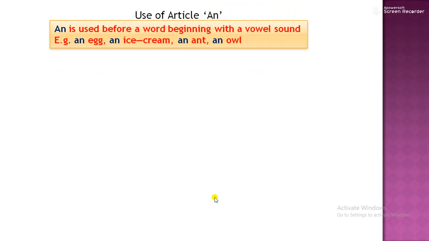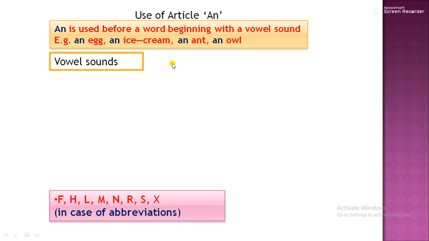Then use of article N. Now let's study these articles in detail. Article N is used for a word beginning with a vowel sound. We know 5 vowels: A, E, I, O, U. There are 26 letters of the alphabet. Out of them, 5 vowels are there: A, E, I, O, U. So an egg, an ice cream, an ant, an owl. This you know very well. 5 vowels. Then vowel sounds.